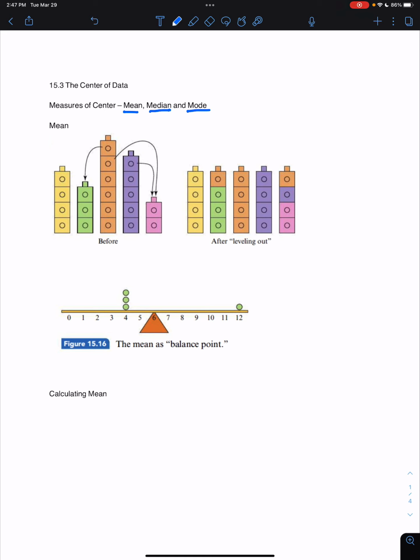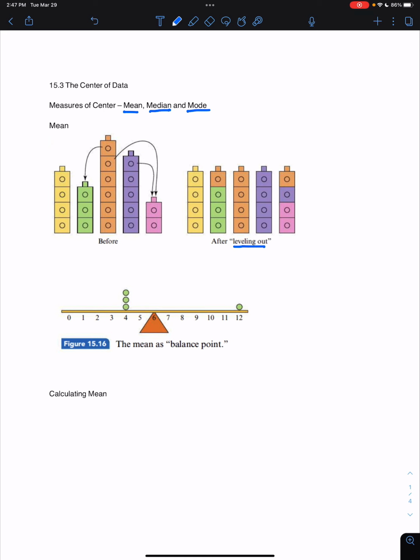When we talk about mean, we mean average. And we'll talk about calculating it in a minute. But I want to talk about two ways that we can conceptualize the idea of mean. One is called leveling out. So we can think of the mean as kind of averaging out all of our values.